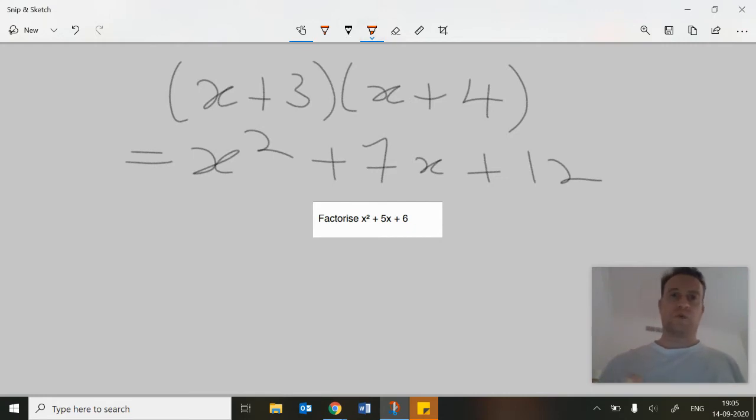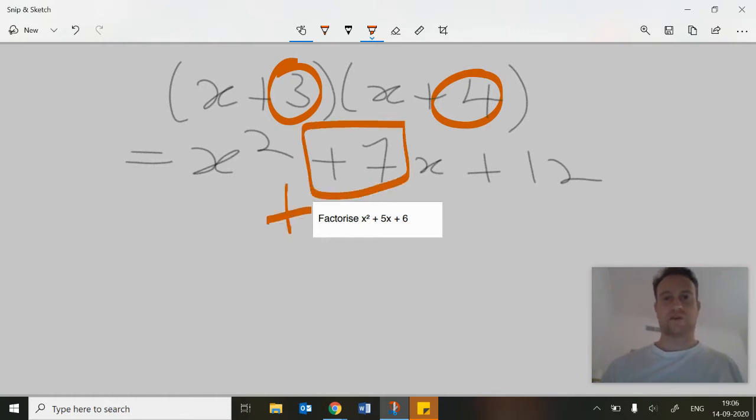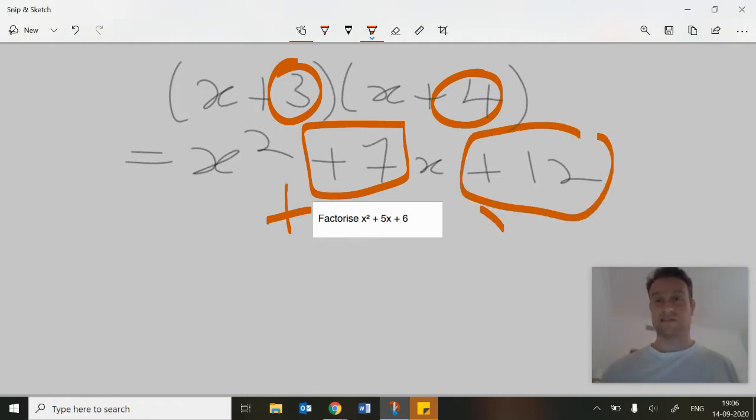Okay, so basically, when we multiply out, we're going to get two numbers, these two numbers here, and if you add those two numbers together, you get the number in the middle, so the coefficient of x. And if you times them together, you get the number at the end. Now that only works when you've got one lot of x here and here. If you have different numbers in front of x, there's a different technique. Okay, but we're dealing with the simple ones to start off with.